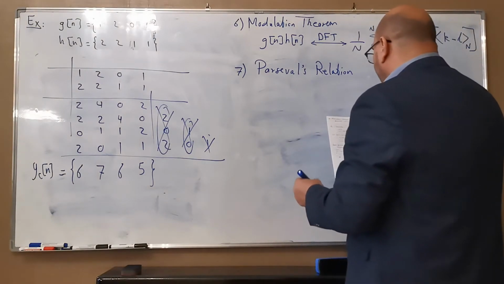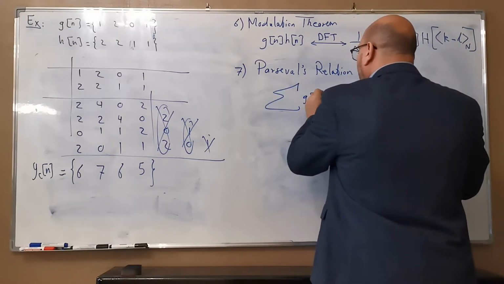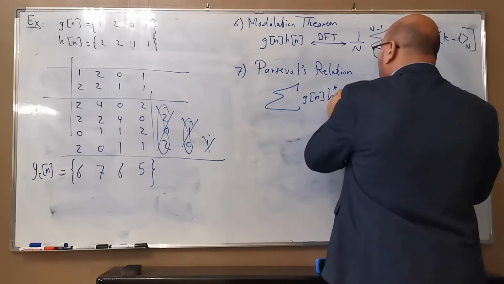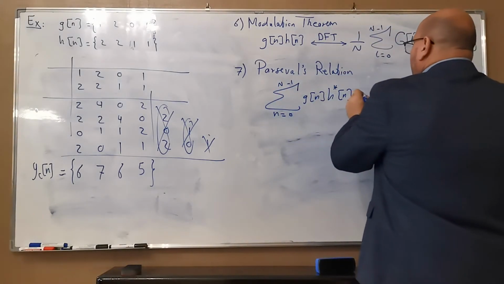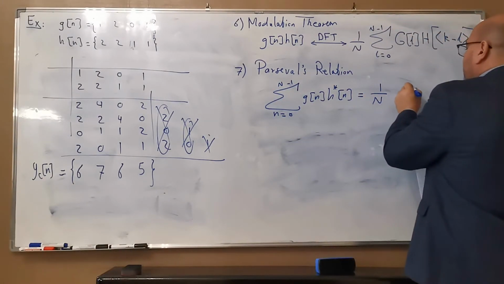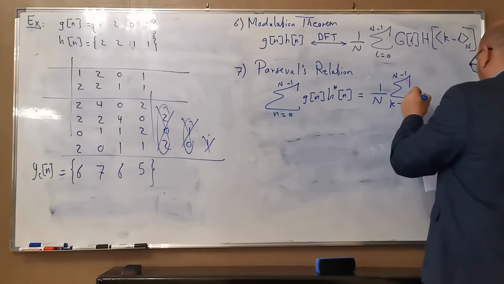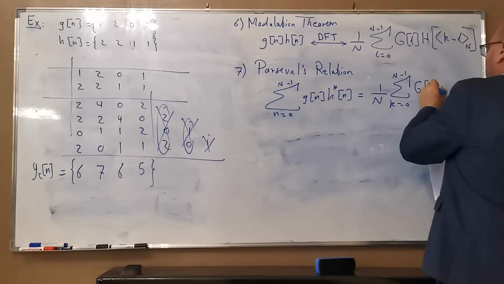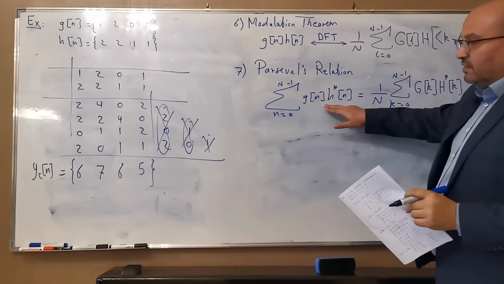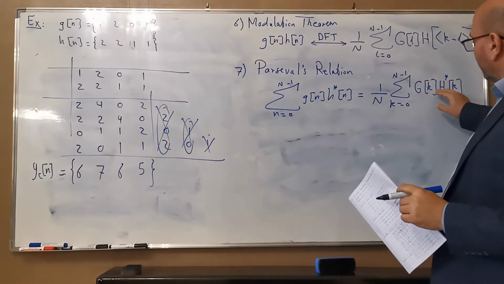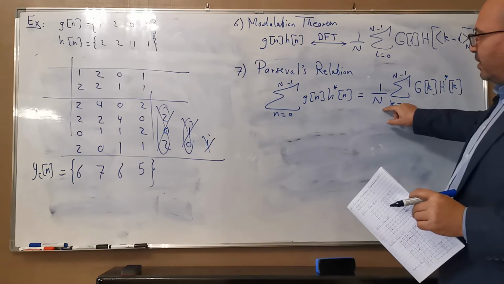Okay, Parseval's relation says that if you have an inner product between two sequences, g of n times h complex conjugate of n, from n equals 0 up to N minus 1, this equals 1 over N times the summation from k equals 0 up to N minus 1, G of k times H complex conjugate of k. So this is the inner product in time domain of two sequences. This is the inner product in frequency domain of the two sequences, normalized by 1 over N.